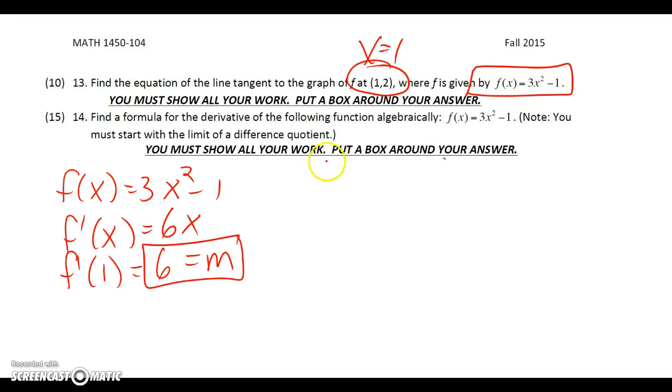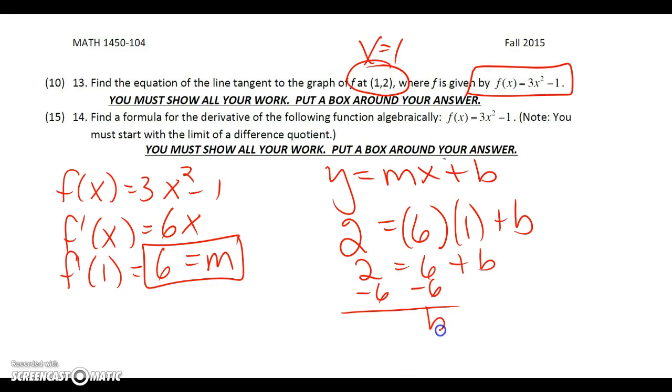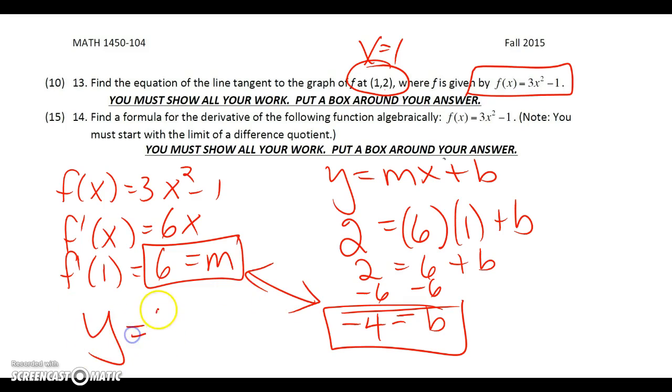Once I have a slope and a point, I can go back to my good old y equals mx plus b. I'm going to use my point here, 1, 2. So 2 equals my slope of 6 times 1 plus b. 2 equals 6 plus b, subtract 6. b equals negative 4. So now I have the b and I have the m. So it's y equals 6x minus 4. Okay? I hope that works.